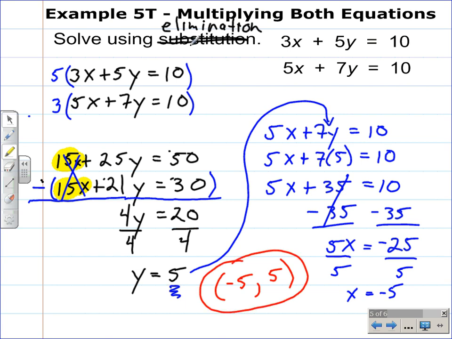Remember, when you're solving systems of equations with elimination, you want to look for the variable terms that have the same coefficient. If they don't, you can always multiply one or both of the equations by a factor to create a new system of equations that have the coefficients the same on either the x or the y terms.